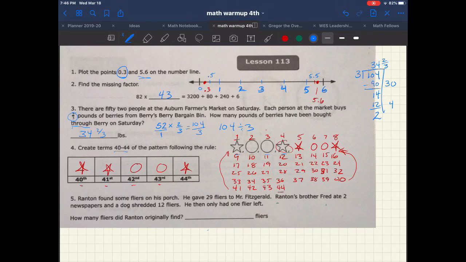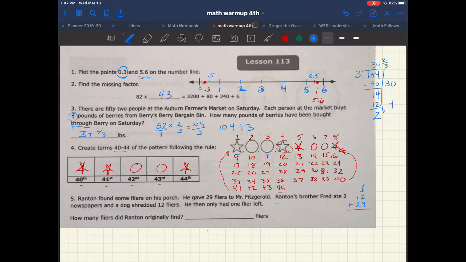So we think one way to do this is to work backwards. So we know that he ended up with 1 flyer. And we know that the dog shredded 12 of them. And his brother Fred ate 2 newspapers, but I think this is extra information because newspapers are not the same as flyers. And we do know that he gave 29 flyers to Mr. Fitzgerald.